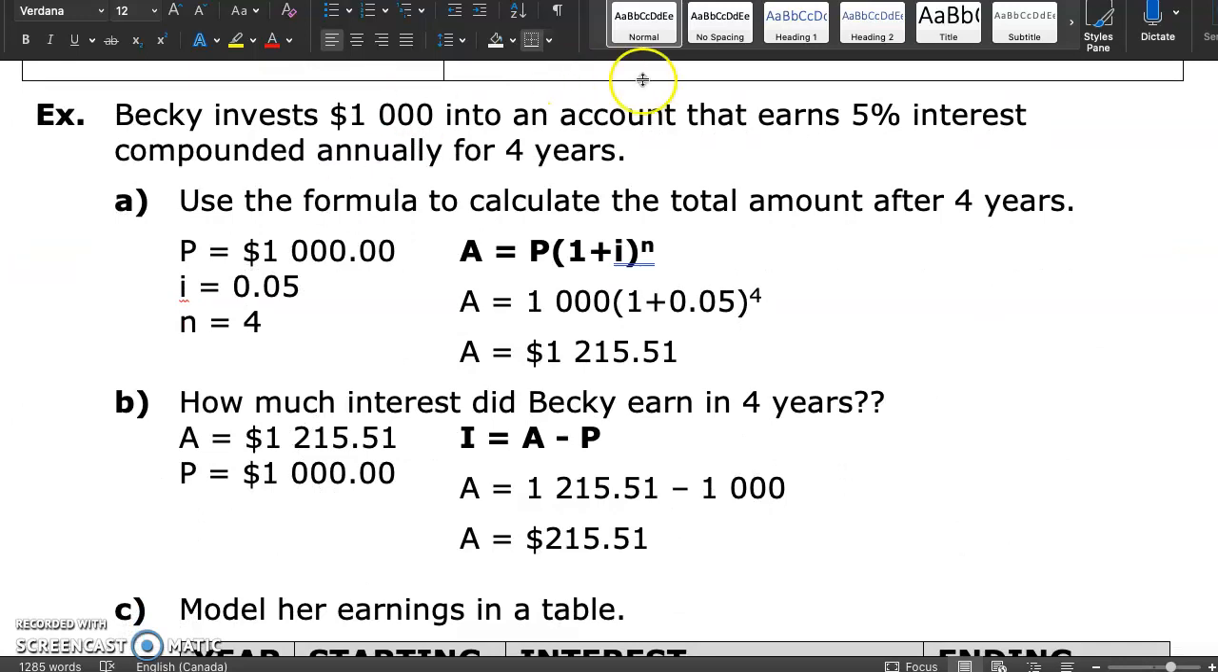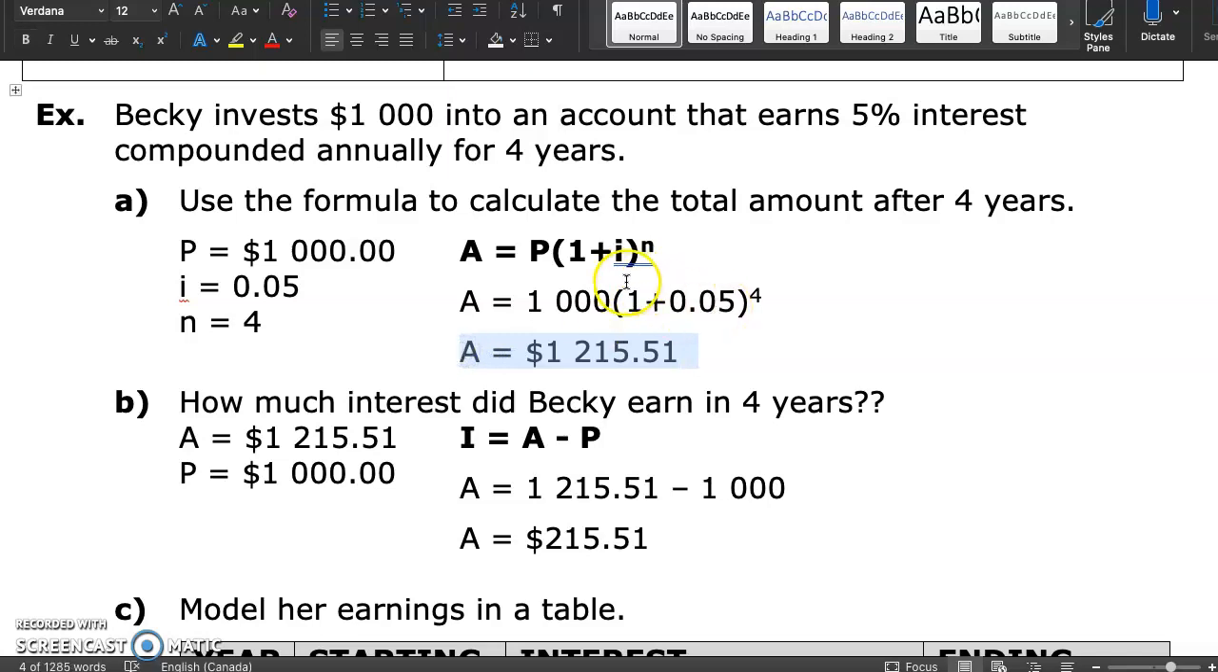Becky invests $1,000 into an account that earns 5% interest compounded annually for 4 years. So that means that interest is being calculated at the end of the year annually, and this is happening for 4 years. So, P, the principal amount is $1,000. 5% per year compounded annually, that's just going to be 0.05 at the point in which interest is being calculated. For 4 years, there are going to be 4 times that interest is calculated because it's once a year for 4 years. Substituting into our formula, we get the amount.